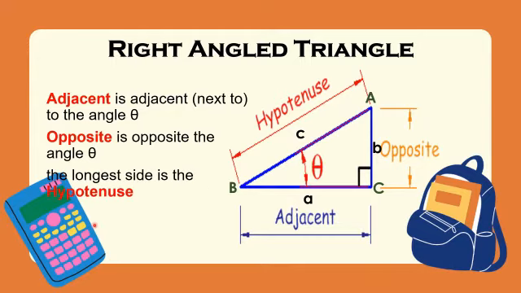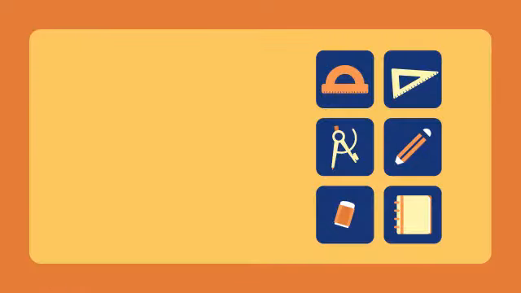Last one, the longest side is the hypotenuse. Always remember that the hypotenuse is the side opposite of the 90-degree angle. Since angle C is our right angle, therefore the hypotenuse is side C. Let's now start discussing the 6 trigonometric ratios.